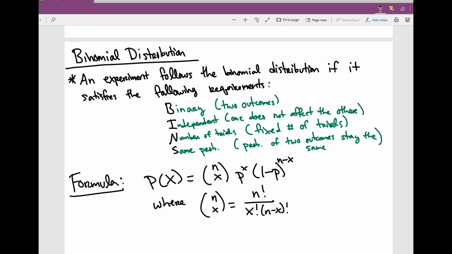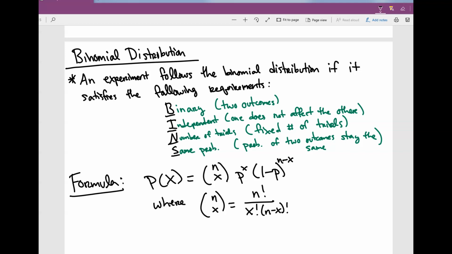So it follows a binomial if this is true. It has to be binary. That means there only has to be two outcomes. It has to be independent, so that means that one occurrence is not going to affect the other. N means that the number of trials is fixed, and S means that it has the same probability all throughout. The way that I remember it is with the keyword BINS. That helps me remember the four different things that this binomial distribution has to have.